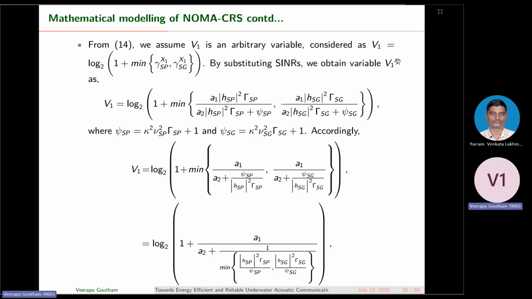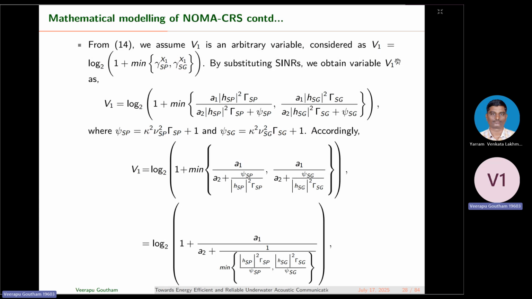Okay, now already we found the SNRs. Those SNRs we are substituting in it. Now the SNRs are substituted. This is the expression. What I am doing is, the numerator, whatever is there, I am bringing to the denominator. When I bring this mod HSP square gamma SP to the denominator, these two will get cancelled. Here it will become psi SP by mod HSP square divided by gamma SP. Here also, if I bring mod HSP square gamma SP to the denominator, then these two will get cancelled. Here it will come in the denominator. Okay, denominator to the denominator it will go.